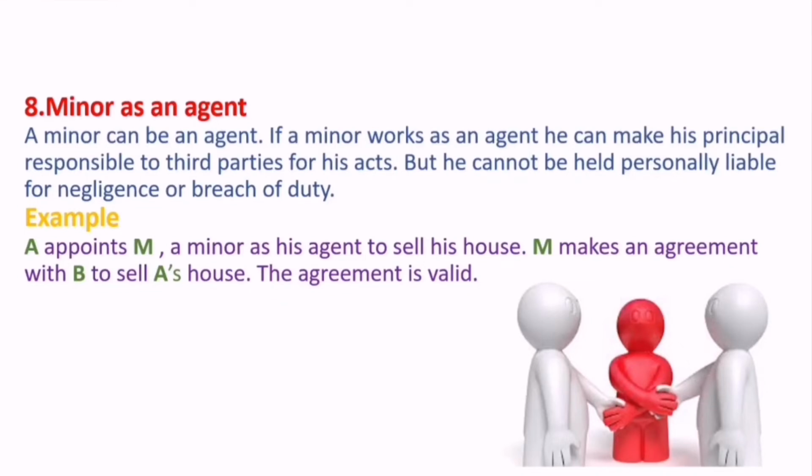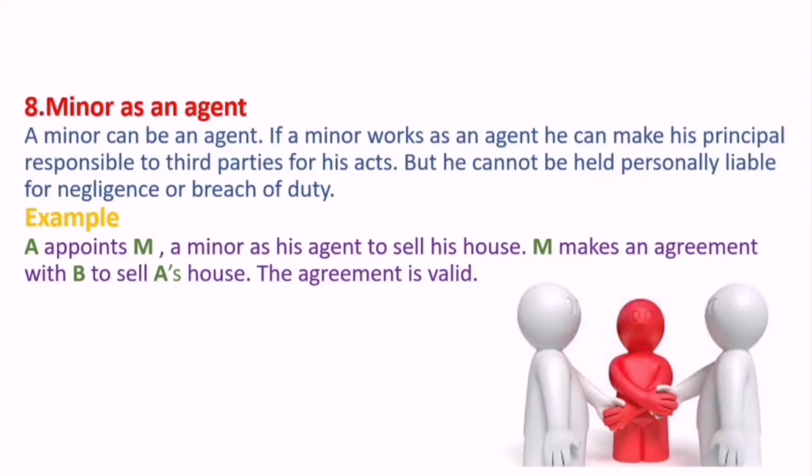Next is minor as an agent. A minor can be an agent. Very simple, a minor can be an agent. If a minor works as an agent, he can make his principal responsible to third parties for his acts, but he cannot be held personally liable for negligence or breach of duty. So simply speaking, you can say a minor can act as an agent of his principal if the principal agrees to accept the agency services of that minor agent.